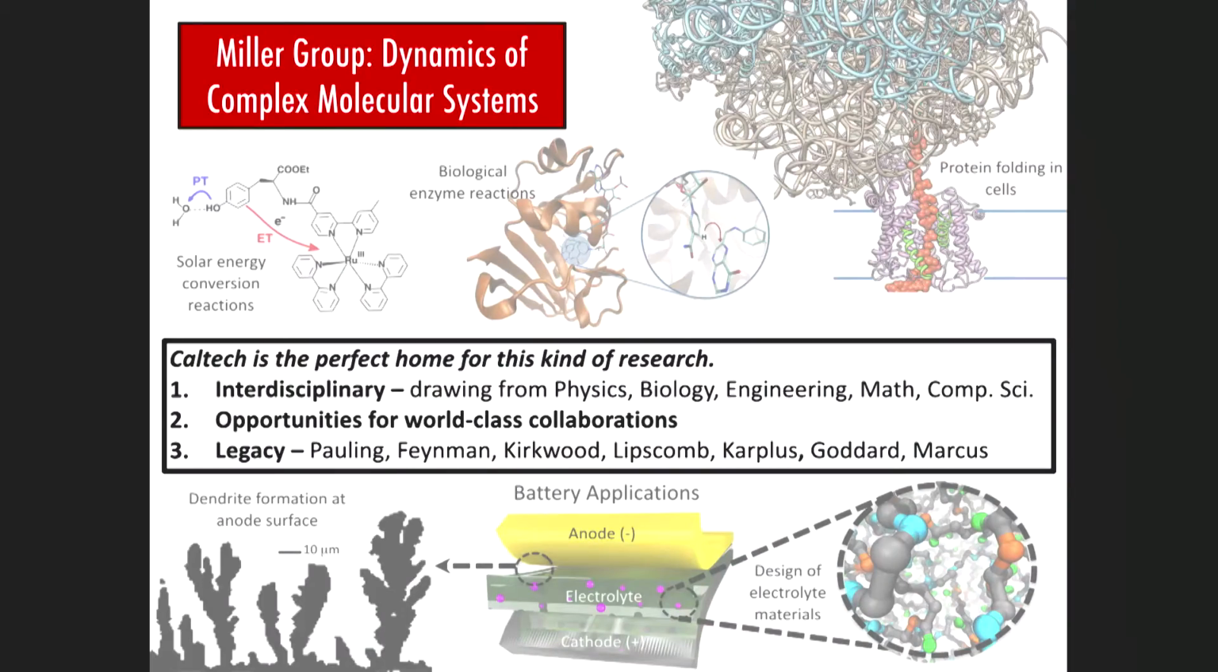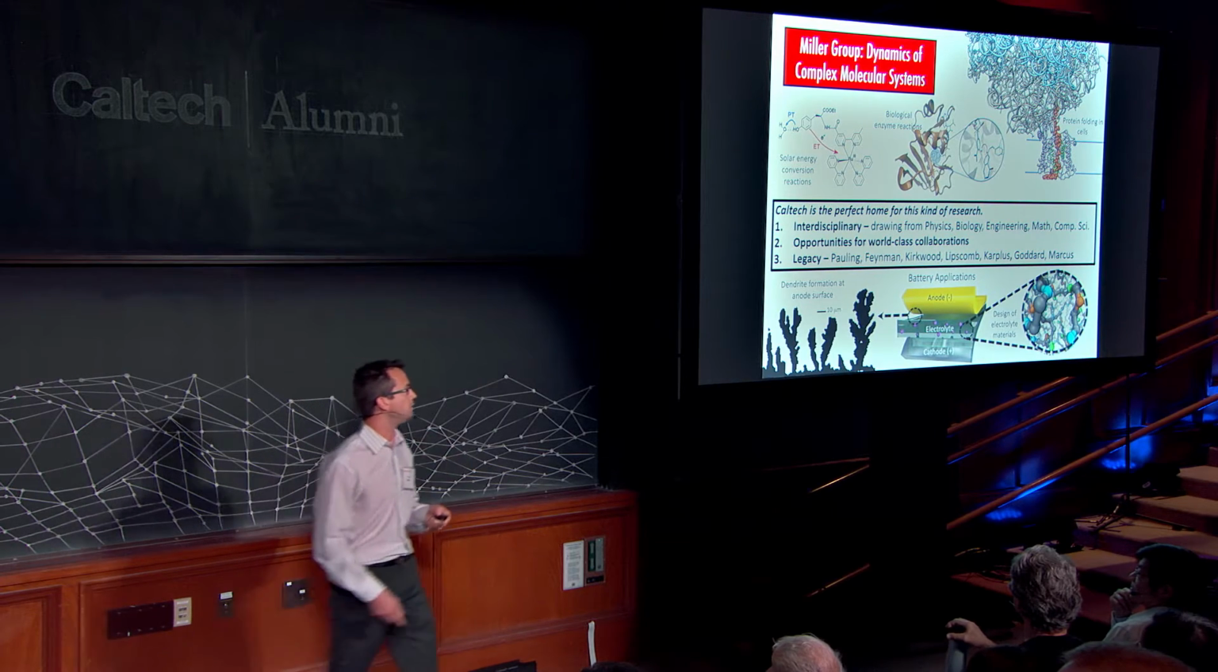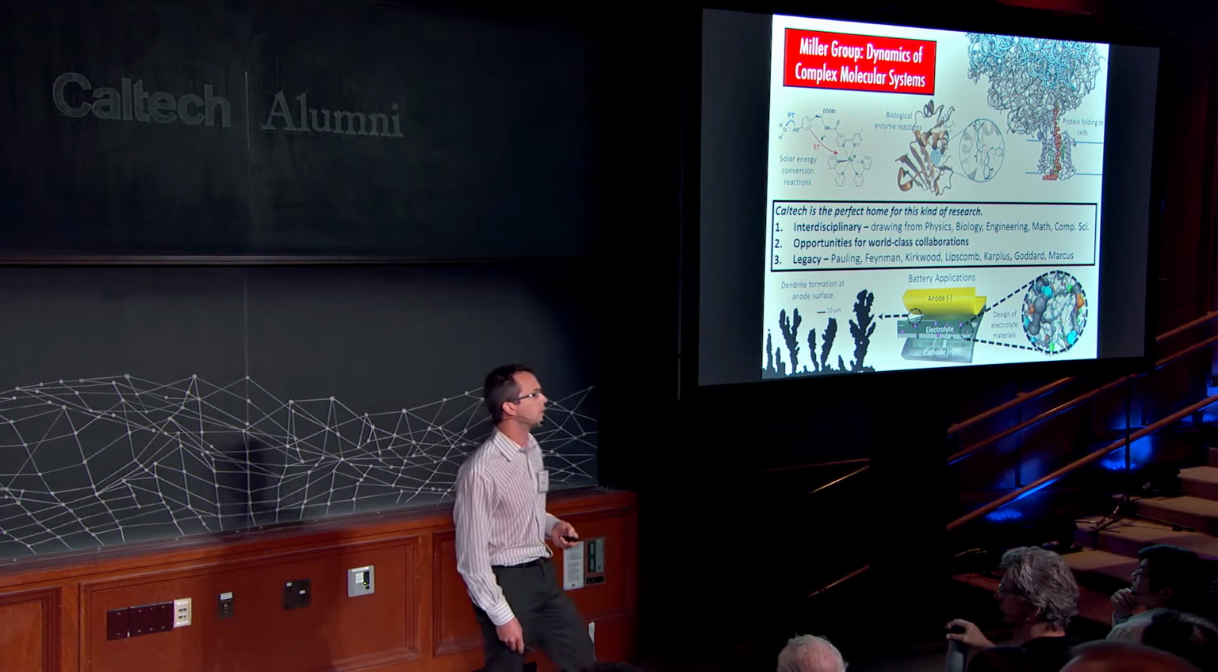It rests as a field on the seminal work and the seminal understanding of the nature of the chemical bond through Linus Pauling. It borrows heavily on the formulation of quantum mechanics from Richard Feynman, and there's been no shortage of Nobel Prize winners and other luminaries in the field of theoretical chemistry that have called Caltech home over the years. So this is a wonderful place to be pursuing this kind of work.